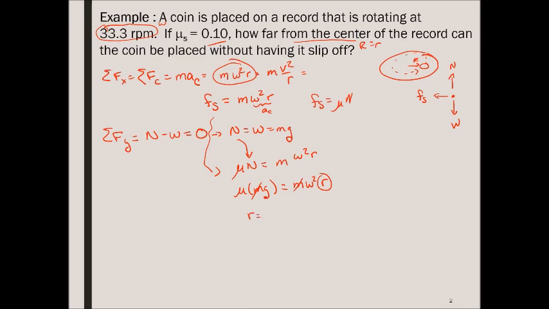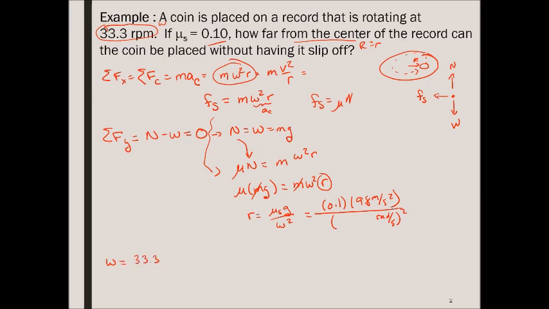R then is equal to mu of static friction times g over omega squared. Now I have most of these values. This is 0.1 times 9.8 meters per second squared. And then we get to the point of plugging in omega and find that we really need this to be in radians per second before we square it. So we're not given that in radians per second, so we need to go back and fix that issue.